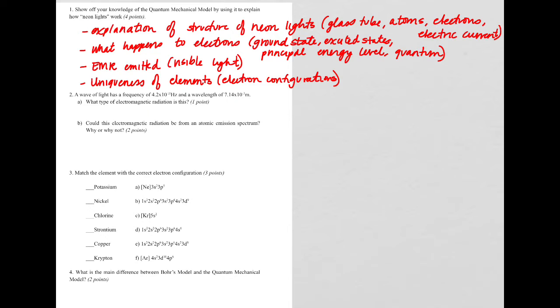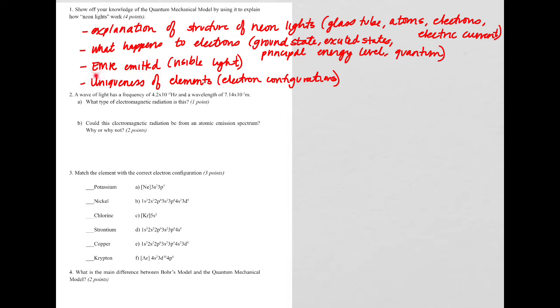Then I needed you to explain that when these electrons emit this quantum of energy after they've absorbed it, they are actually emitting a visible wavelength of light, and that is what gives the unique atomic emission spectra. You didn't need to mention the atomic emission spectra, but if you did, bonus points.